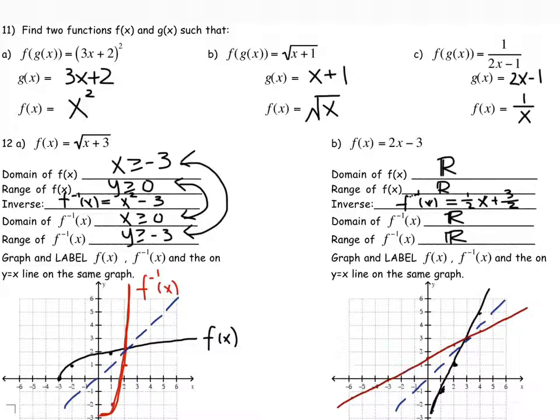Letter B, that's a linear equation. So the domain would be all real numbers. Range would be all real numbers. The inverse is going to be 1/2 of x plus 3/2. So the inverse is also a linear equation, and the domain and range are also going to be all real numbers as well.